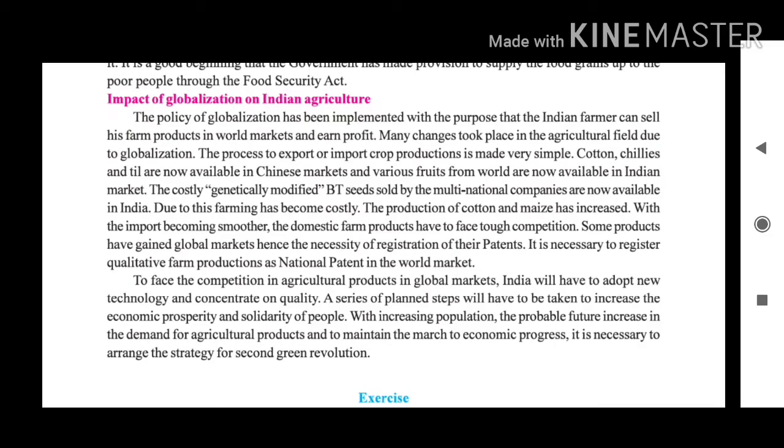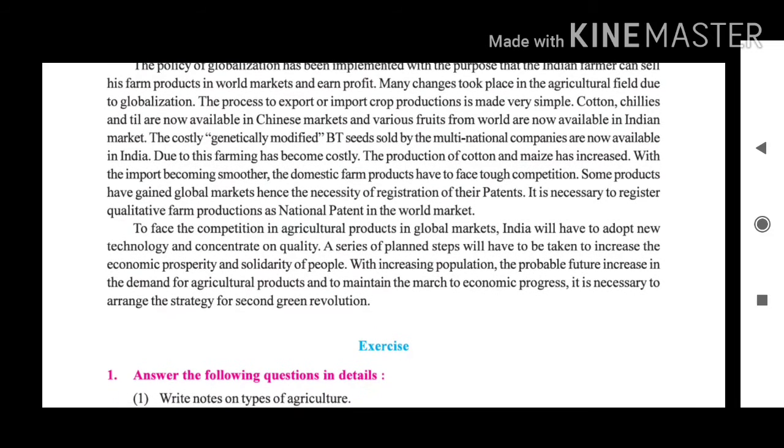A series of planned steps will have to be taken to increase the economic prosperity and solidarity of the people. So there should be the proper planning, and according to the proper planning, steps will have to be taken. Why? To increase the economic prosperity and solidarity of the people. With increasing population, the probable future increase in the demand for agricultural products, and to maintain the march to economic progress, it is necessary to arrange the strategy for the second green revolution.